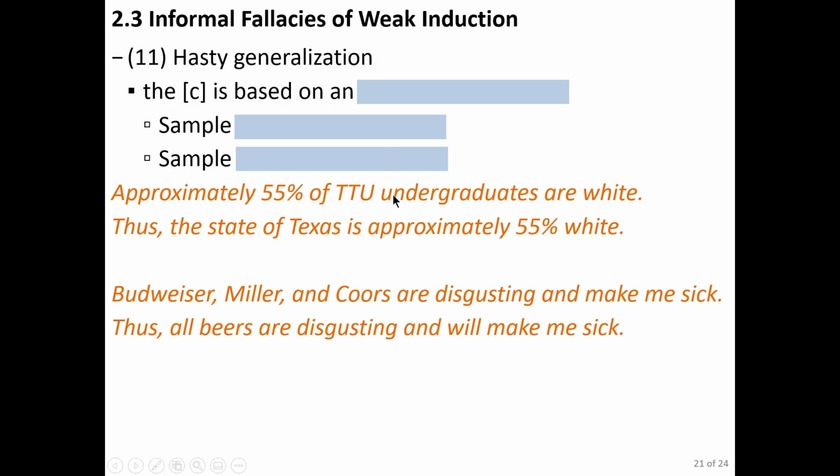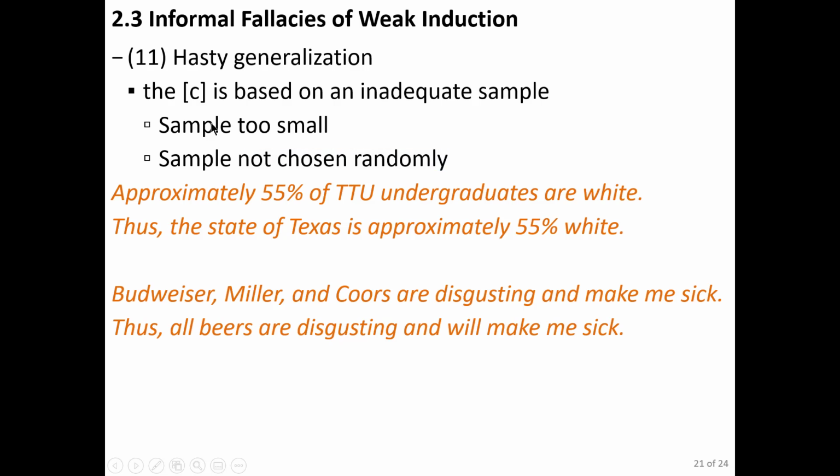Informal fallacies that are hasty generalizations. This is really something that accounting researchers, anybody who's a PhD who does research on a regular basis, has to deal with, where the sample size is messed up somehow. You can't make a generalization from a bad sample. So the conclusion is based on an inadequate sample. The sample is perhaps too small, or maybe it's not chosen randomly. So think about it like this. Approximately 55% of TTU undergraduates are white. Thus, the state of Texas is approximately 55% white.